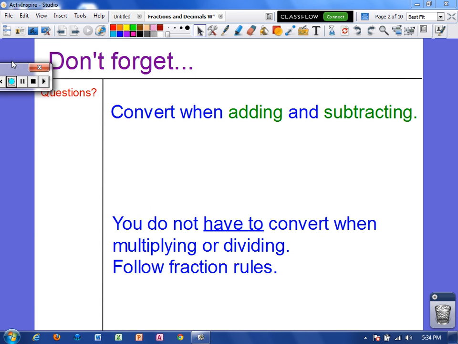Don't forget, we convert whenever we add and subtract. So that means if we are adding fractions and decimals, we've got to change something so that they match. When we multiply and divide with fractions and decimals, we don't have to convert, and then we just follow our fraction rules. So let's do some examples together.